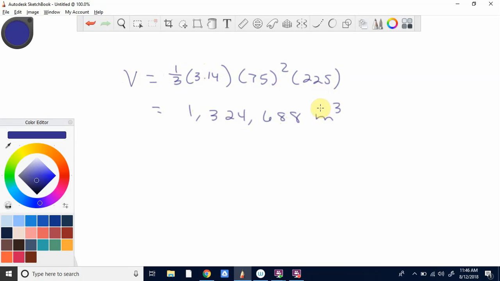If you look at the book, they have a different answer. Their answer is 1,325,359, because what they do is they actually use the pi button instead of typing in 3.14. So of course pi goes on forever and it's not rounded. So therefore we get a different answer. For our class purposes, you always use 3.14 unless otherwise stated. Okay, do these, check your answers, and we'll see you in class.